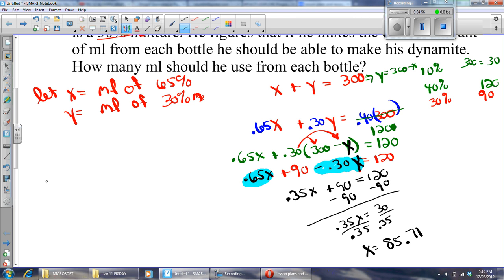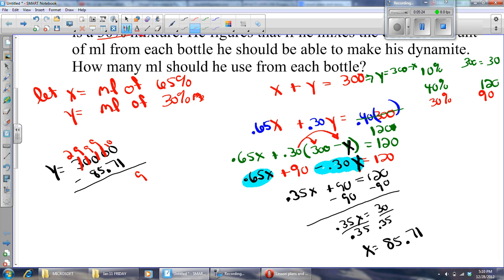All right, so now to get y, I know I need 300 minus x. What's 85.71? I'll put some zeros in as placeholders, and I'll have to do some borrowing. So, let's see here. It's going to become a 2, and this is going to be a 9, a 9, a 9, and then a 10.